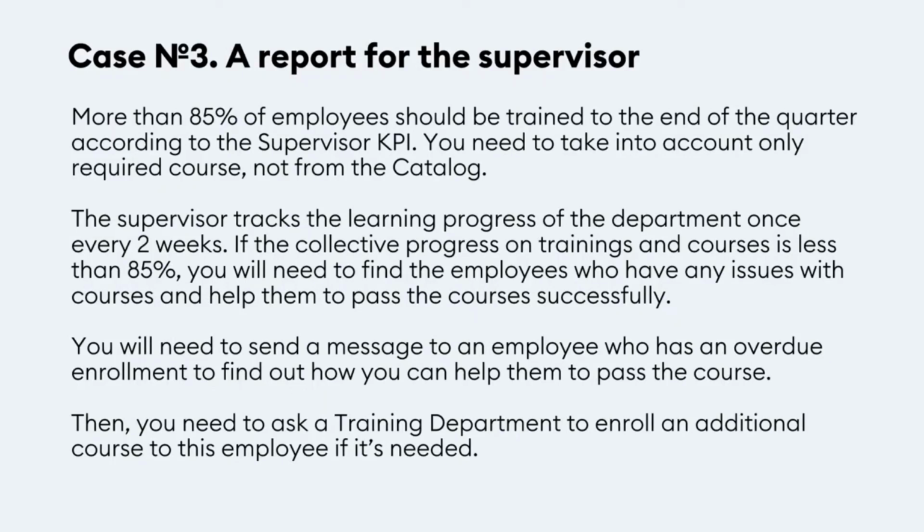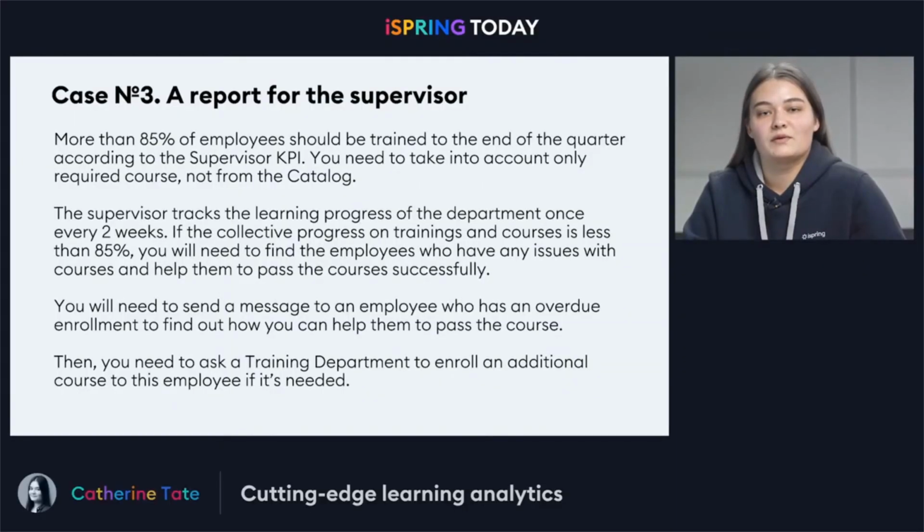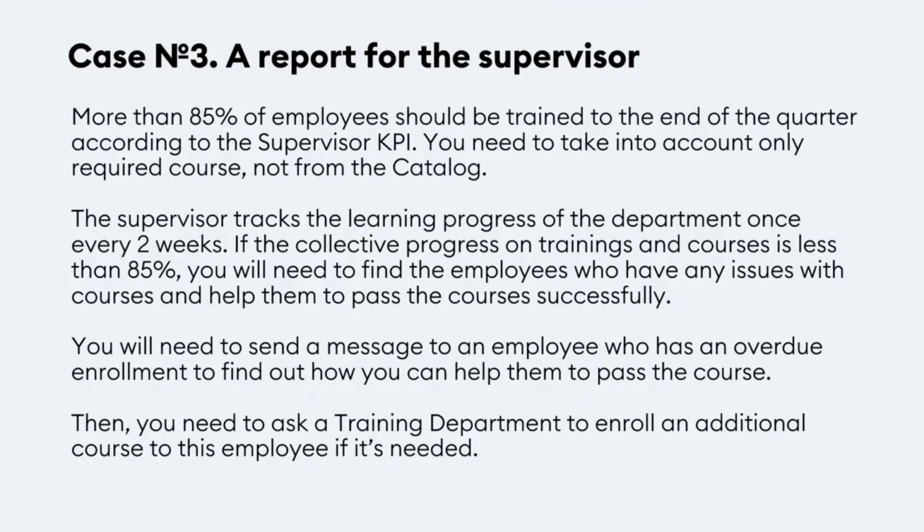More than 85% of employees should be trained at the end of the quarter according to the supervisor KPI. You need to take into account only required courses, not from the catalog. The supervisor tracks the learning progress of the department once every 2 weeks. If the collective progress on trainings and courses is less than 85%, you will need to find the employees who have any issues with the courses and help them to pass the course successfully.